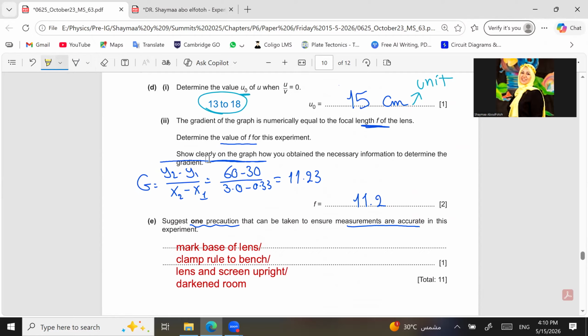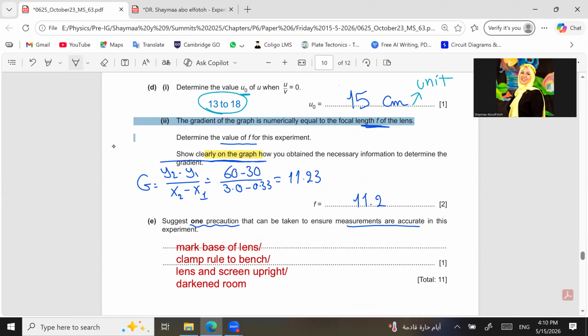Now I need to show on the graph. If he didn't ask you, draw it, by the way. If in the question he didn't ask you, you have to show your work on the graph, whatever he asked me or not. Now the gradient is y2 minus y1 divided by x2 minus x1.